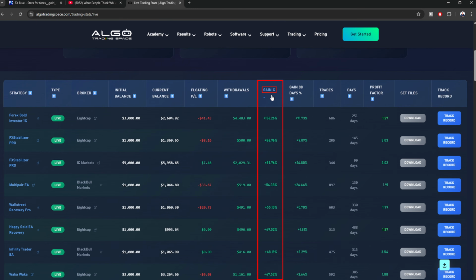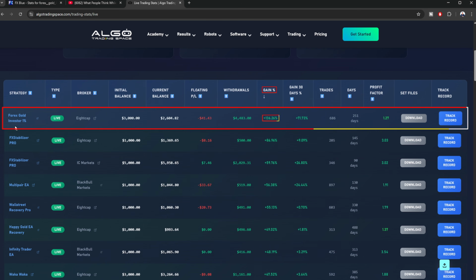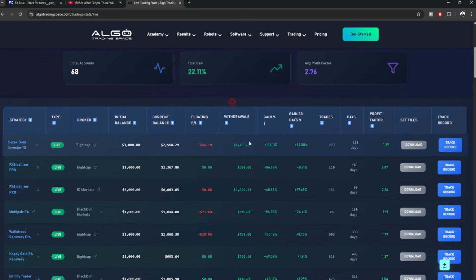If you arrange all expert advisors according to the gain on the Algo Trading Space platform, you will see that the most we have is from the Forex Gold Investor. If you arrange them according to the withdrawals, again the most is from this account with the Forex Gold Investor.